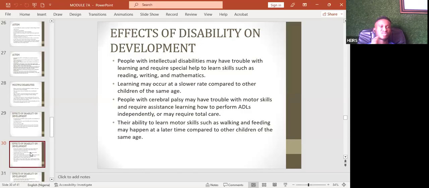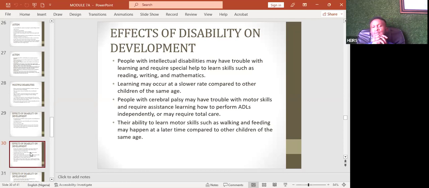People that have trouble with motor skills require assistance learning how to perform activities of daily living independently, and they may also require total care. So, the second category, which is cerebral palsy, under the effect, we said they have trouble with motor skills. What are motor skills? Movement is a motor skill. Eating, of course, is part of motor skill because you have to move your hand. Good. So they require assistance to learn. Some of them may not be able to even perform it by themselves independently. So they require what? Total care.